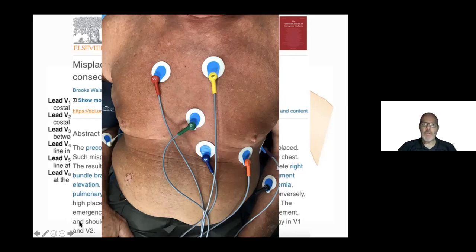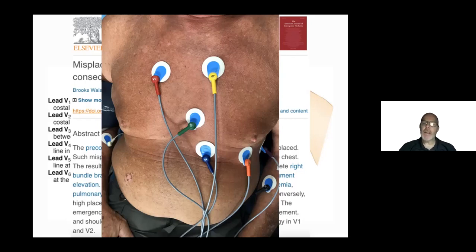So leads V1 and V2 were placed too high, way too high. And lead V1 is way too lateral. V1 and V2 should be at the fourth intercostal space on the right and left sternal border, respectively. And then when I came down there and looked at lead V3, and in retrospect, I sat down with him, and we went over proper lead placement.